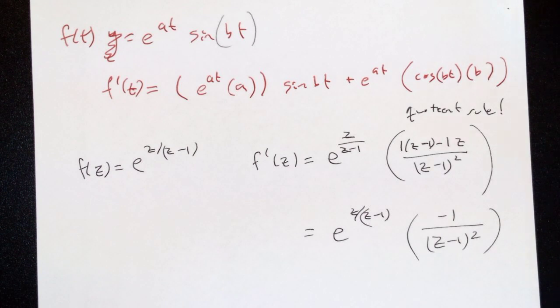Yes, ma'am. Show the quotient rule. If my items are multiplied, I'm going to use the product rule, not the quotient rule.